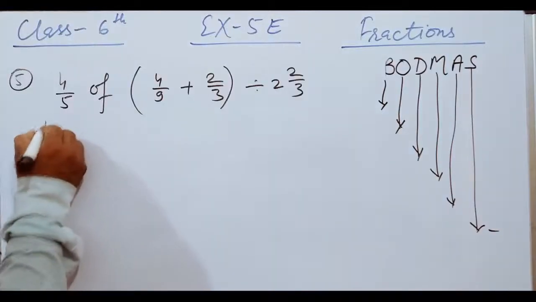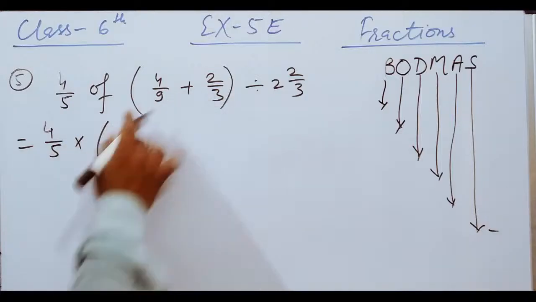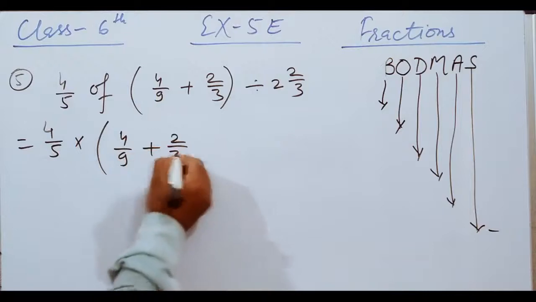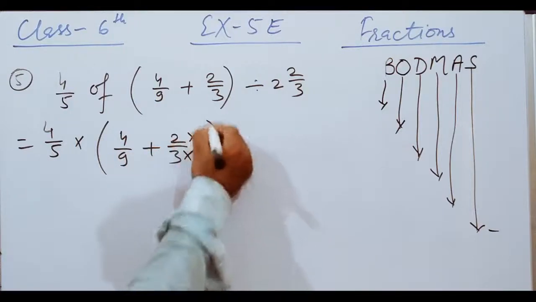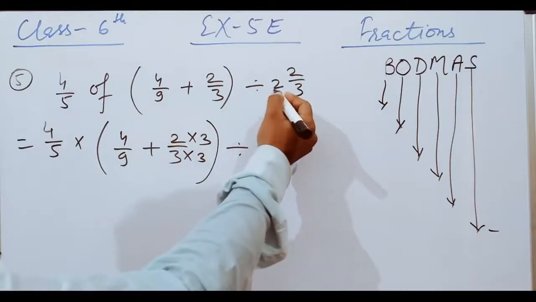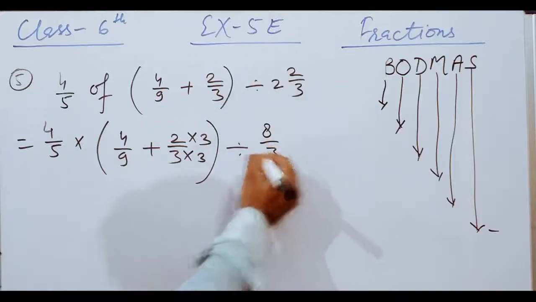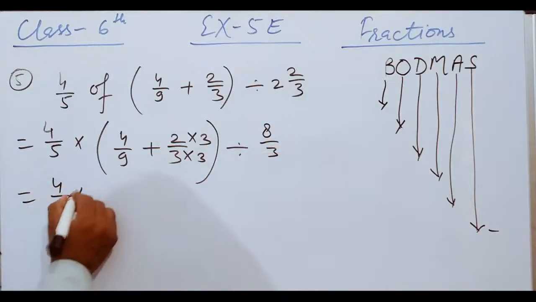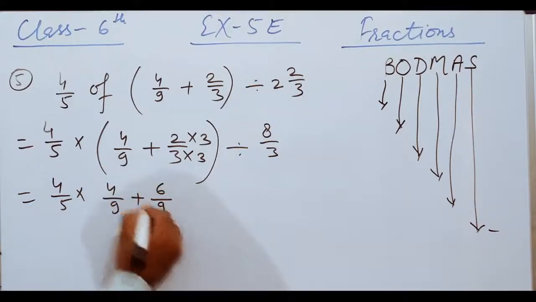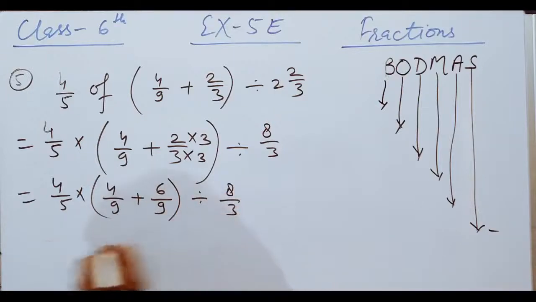Question number 5. 4 upon 5 of, multiply. We'll solve this. 4 upon 9, then 2 upon 3. We'll make the denominator the same, so multiply by 3 up and down. Divide it by 2 whole 2 upon 3. 3 2s are 6, 6 plus 2, 8 upon 3. Then 4 upon 5 into 4 upon 9 plus 6 upon 9 is divided by 8 upon 3.